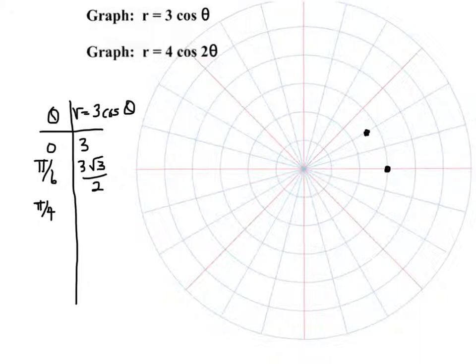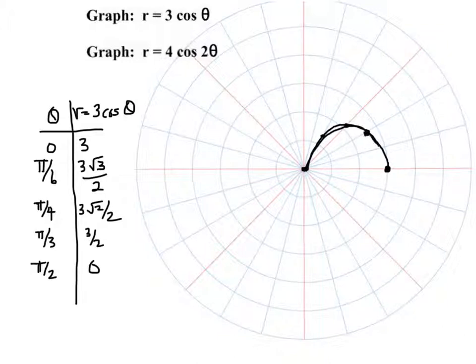Let's go to pi over 4. Cosine of pi over 4 is square root of 2 over 2. So it's going to be 3 times root 2 over 2. Okay, so again, we type that in, and we get 2.12, so about just over 2. So now we're right in here. Now let me do pi over 3, because the cosine of pi over 3 is 1/2. So this would just be 3/2, so 1.5. It's right in here. Next we would do pi over 2. Well, the cosine of pi over 2 is 0, so it has no r. So here's what we've got.